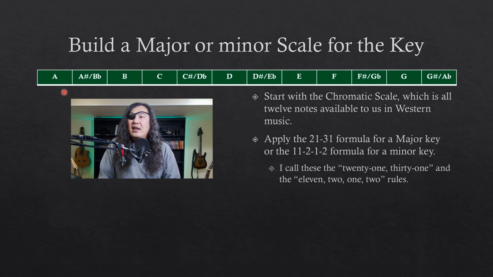So we have A sharp, B flat, we have B, and we have C. You notice there's no sharp or flat in between B and C. We have C sharp / D flat. We have D, then D sharp, E flat. And then we have E, and then we have F. You'll notice again, there's no sharp or flat in between E and F.